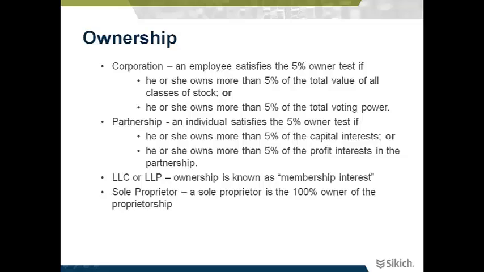With partnerships, we're looking at either the capital interest in the partnership or the profit interest in the partnership. So if an individual has a 3% profit interest, but a 10% capital interest, they're going to be considered an HCE. In an LLC or an LLP, we're going to look at the membership percentage. If an individual's membership is more than 5%, then they're going to be considered an HCE.